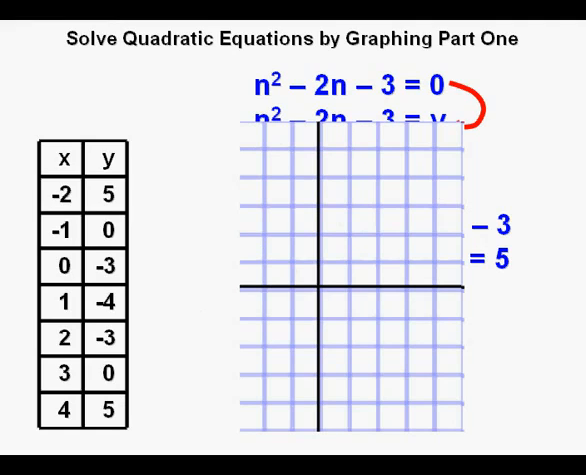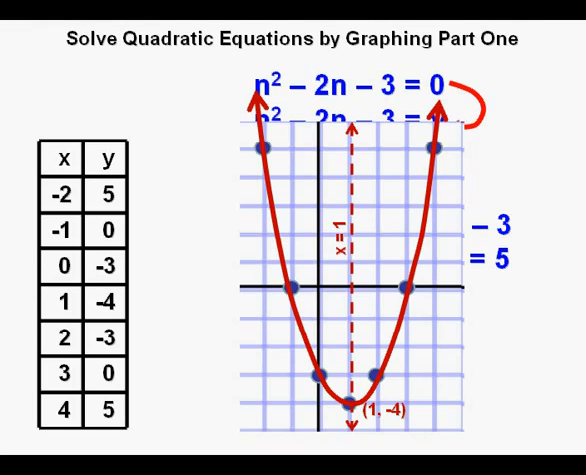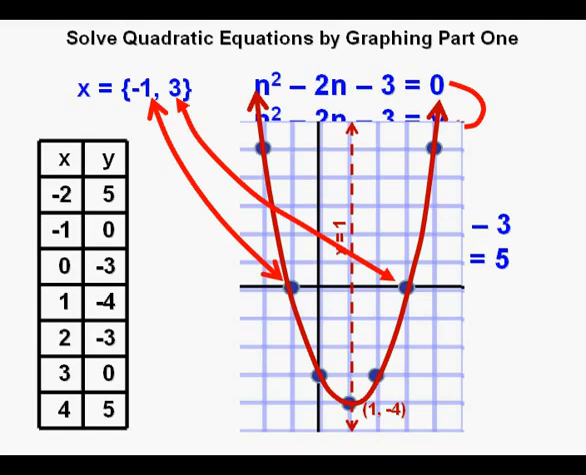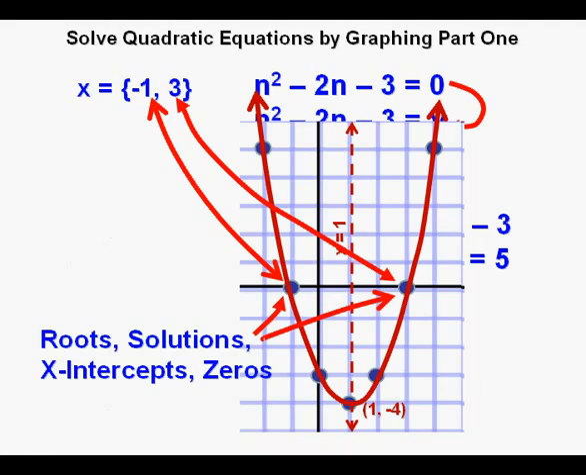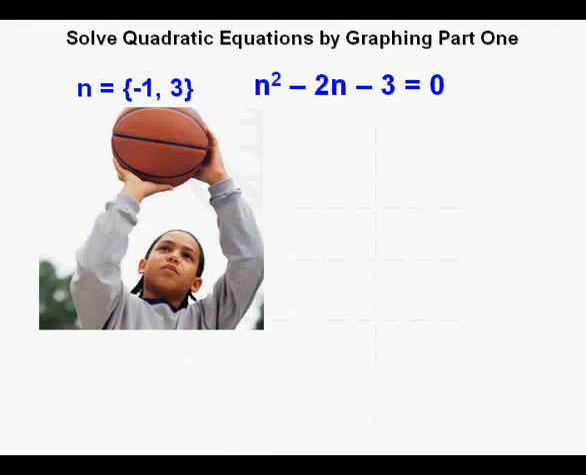He now sets up his graph paper to plot his points. Here's the vertex at 1, -4, and the axis of symmetry of x equals 1 plotted. And here are all the other points plotted. And here's the parabola drawn through the points. After graphing, he can pinpoint the solutions where the function crosses the x-axis at x equals -1 and at x equals 3. These solutions are also called roots, x-intercepts, and zeros. Going back to the original unknown, n, he says that the solutions for his original equation are -1 and 3.